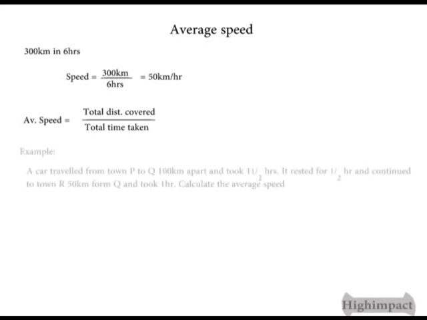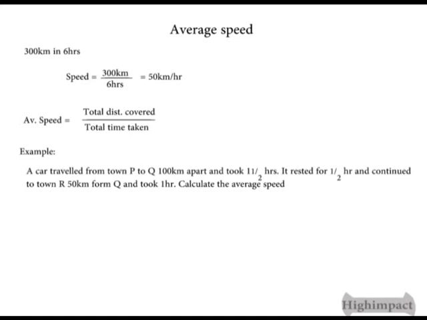For example, a car traveled from town P to Q 100 kilometers apart and took 1.5 hours. It rested for 30 minutes and continued with the journey to town R 50 kilometers from Q and took 1 hour. Calculate the average speed for the whole journey.